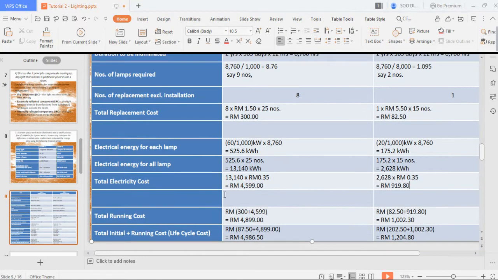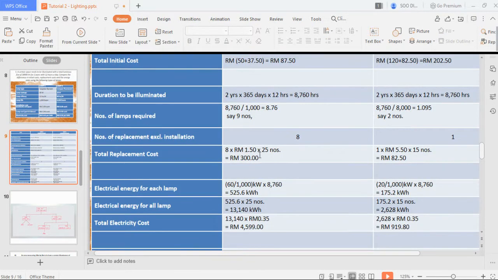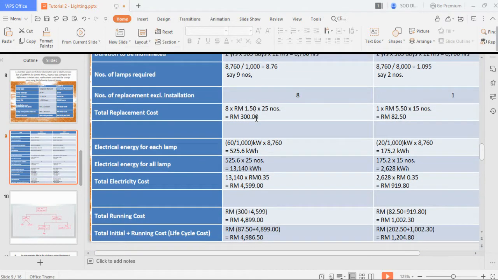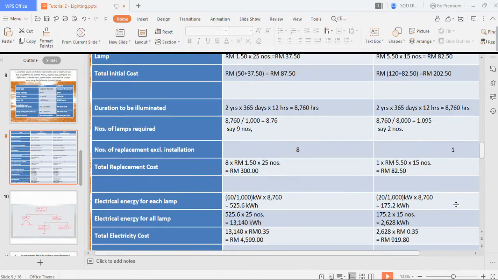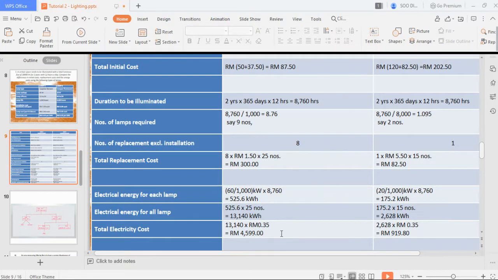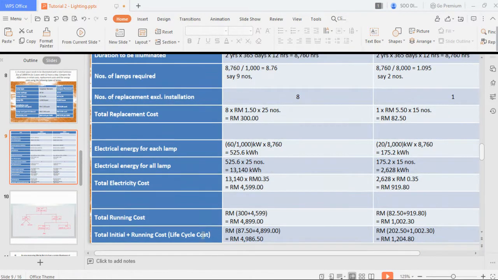So the total running cost, at the end of the day, you just add them all together. Total running cost is the number of times you need to replace the lamp plus the electricity cost. So you get about 4,899. And then finally, you want to add in the initial cost of the installation also. So you'll get close to 5,000 for lamp A, and for lamp B, it's only about 1,200.